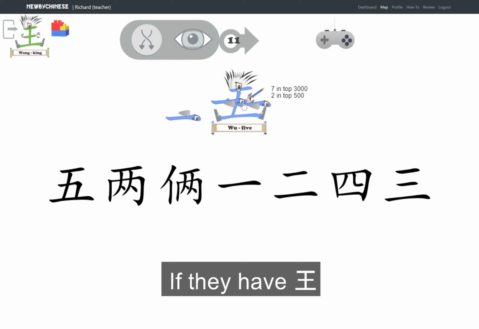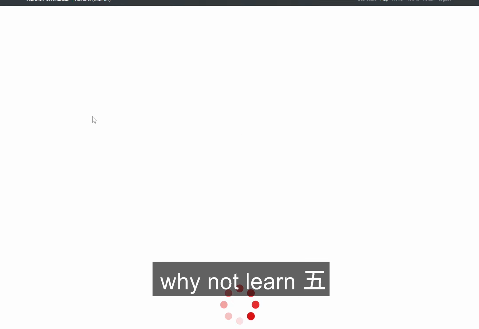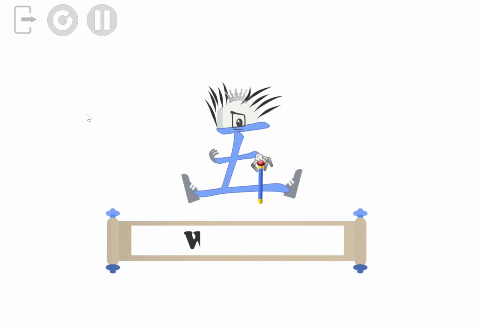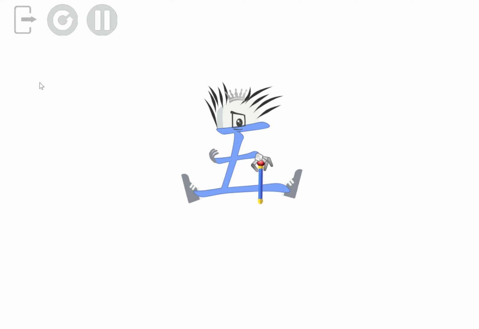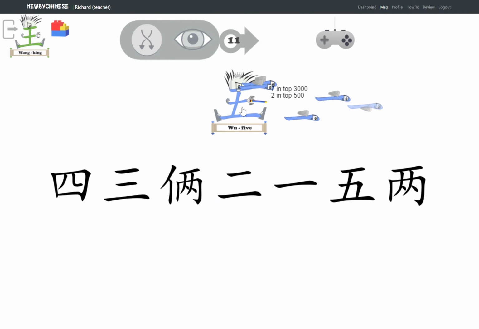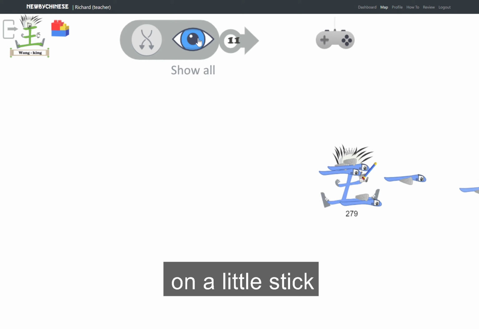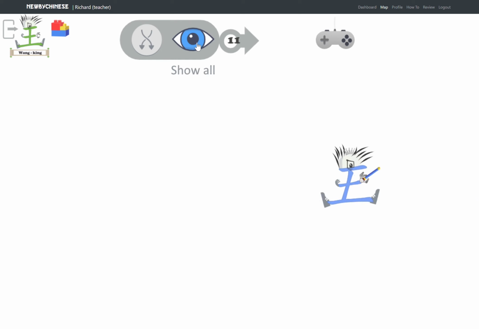Let's look at 5 for a second. If you have king, why not learn 5? 1, 2, 3, 4, 5. That U is a real oo. Now, if you've already memorized king, 5 is typically the first character they get confused at in number counting. 1, 2, 3, 4, 5. So if you have it, they have it now. It's king bent over on a little stick. 5. 1, 2, 3, 4, 5.